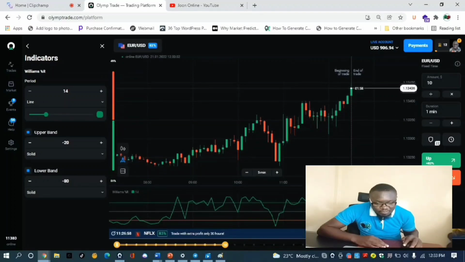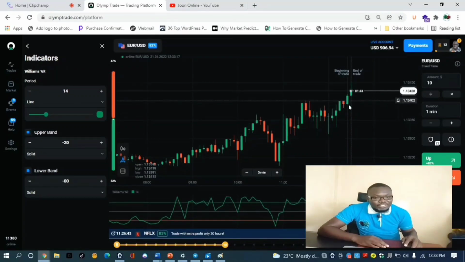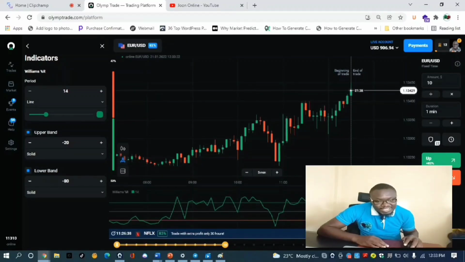It goes to the overbought zone, and if you look at the chart, you will see that we have a bullish engulfing candlestick pattern here, which is a continuation pattern, which shows that the market will continue to move in that direction. As much as there is a signal for us with the Williams percentile, we can't trade on that.